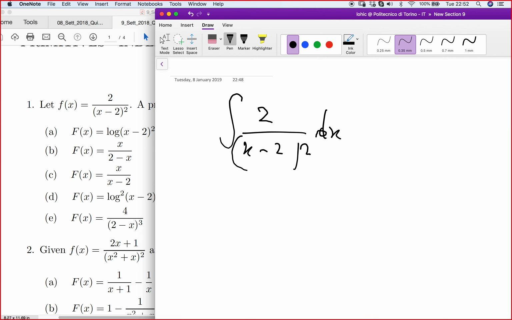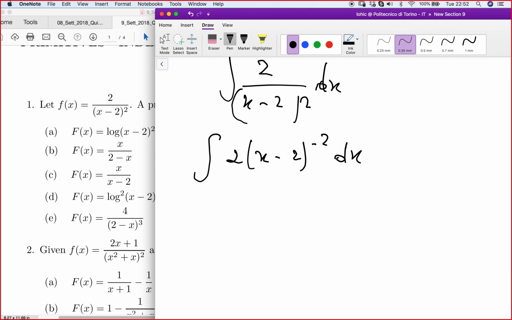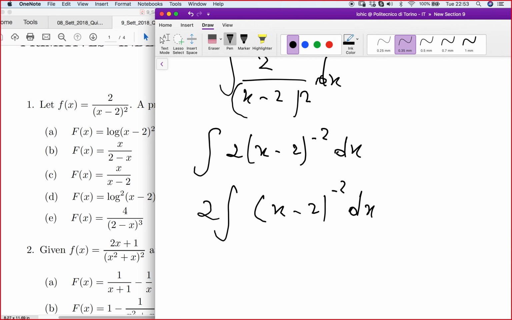To integrate this, you can write it as the integral of 2 multiplied by (x minus 2) to the power minus 2 dx. It's the same, right? I can take the 2 out, so it's 2 multiplied by the integral of (x minus 2) to the power minus 2 dx, because the constants can move out from the integral.